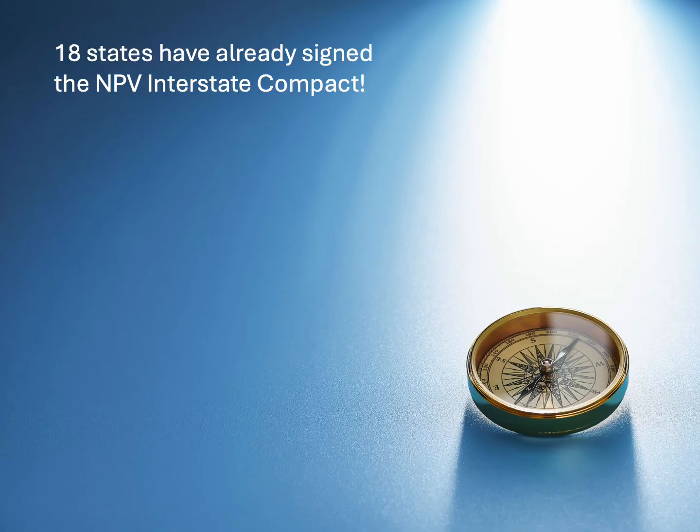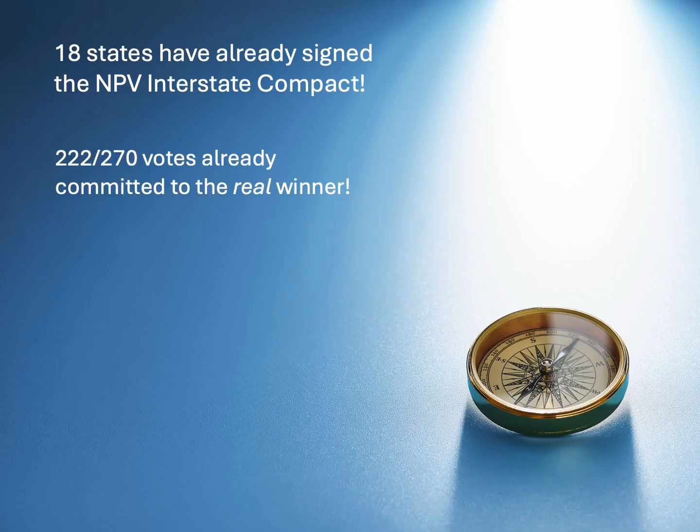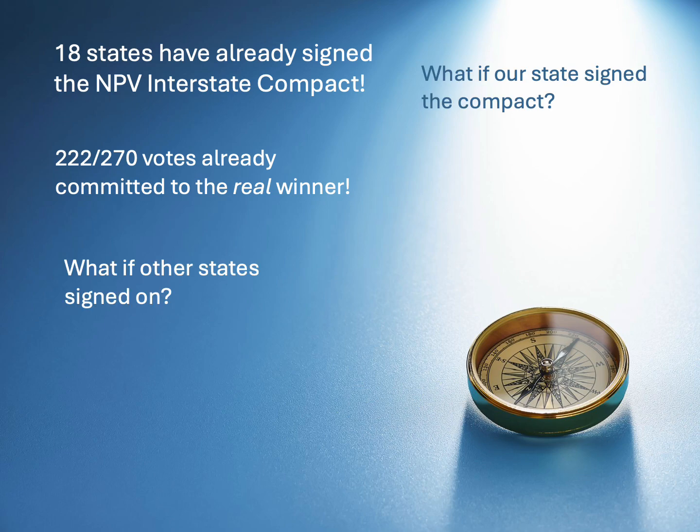So, as I said, 18 states have already signed the National Popular Vote Interstate Compact. We now have 222 of the 270 votes needed to elect a president through the Electoral College. What if other states signed on to this interstate compact? What if our state signed on? An interstate compact is constitutionally legal. We have other interstate compacts. Constitutionally, states may agree among themselves to certain things, like the NPVIC.